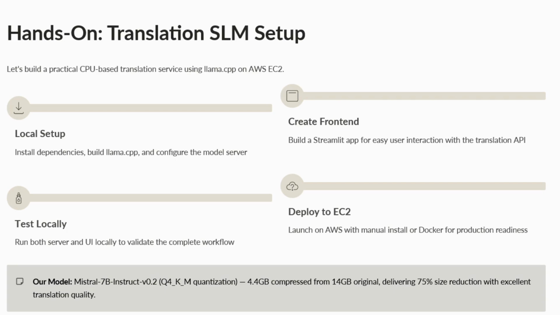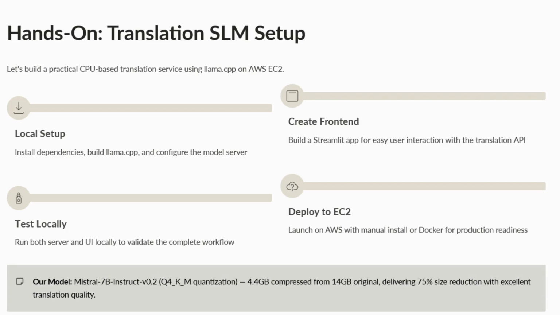But here again, you start with local setup, which is all about building llama.cpp and starting the server up, build a front end, and then you make sure you test locally, validate your use case, and make sure that it actually answers your question. And then you have the option to either run it locally on your machine if it's just for your individual use, or to deploy it to EC2 with the manual install or Docker.